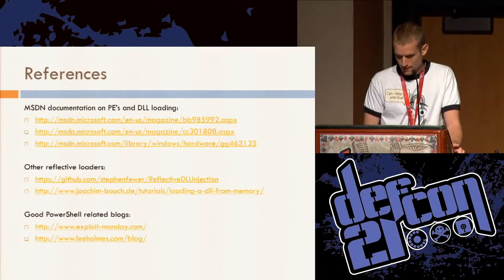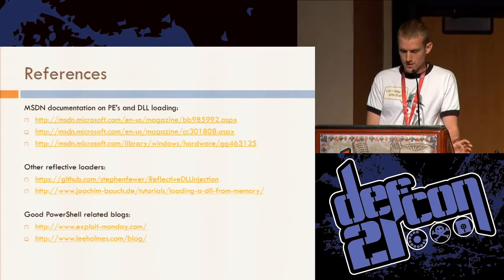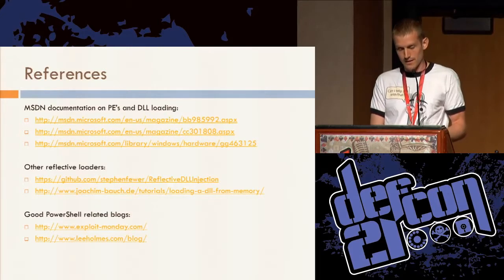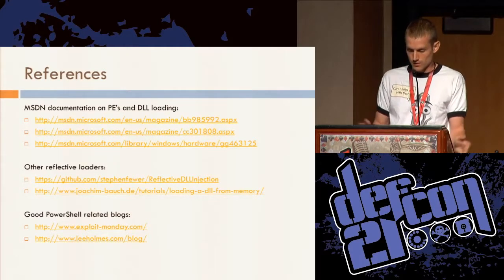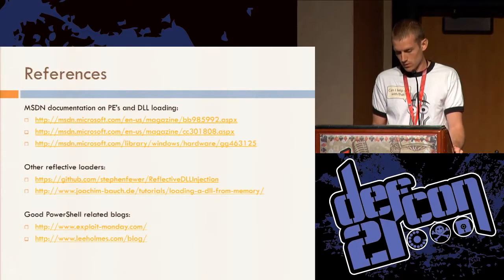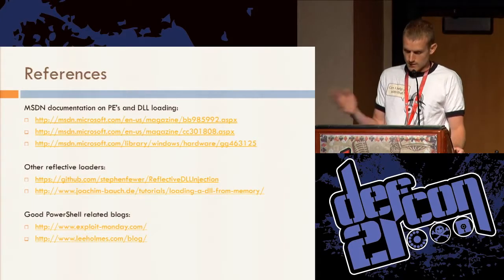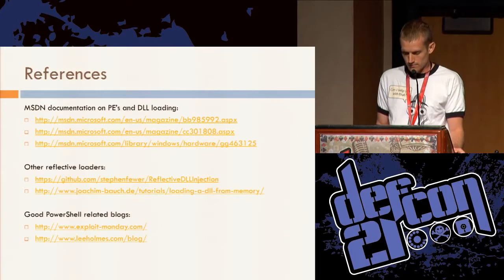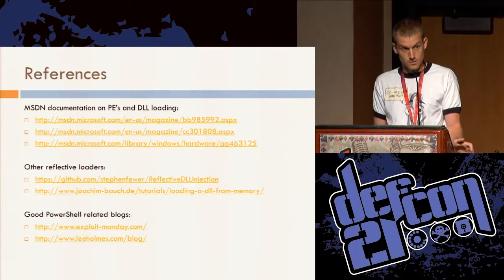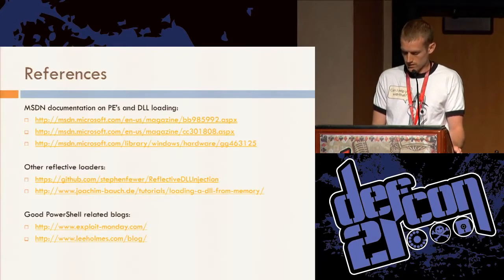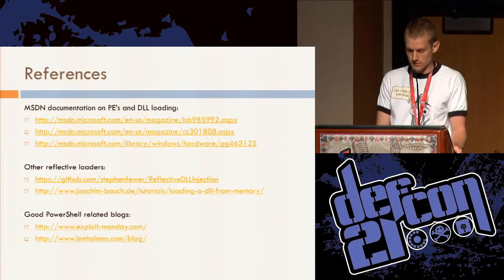So I've got some references to helpful documentation. Microsoft documents a lot about how PE loading and DLL loading works. Links to some other reflective loaders, like Metasploit has a reflective loader, for example. That's how it does migration and whatnot. And then some really good PowerShell related blogs. Exploit Monday especially is super good. Matt Graeber has really great documentation on how to do awesome stuff in PowerShell.